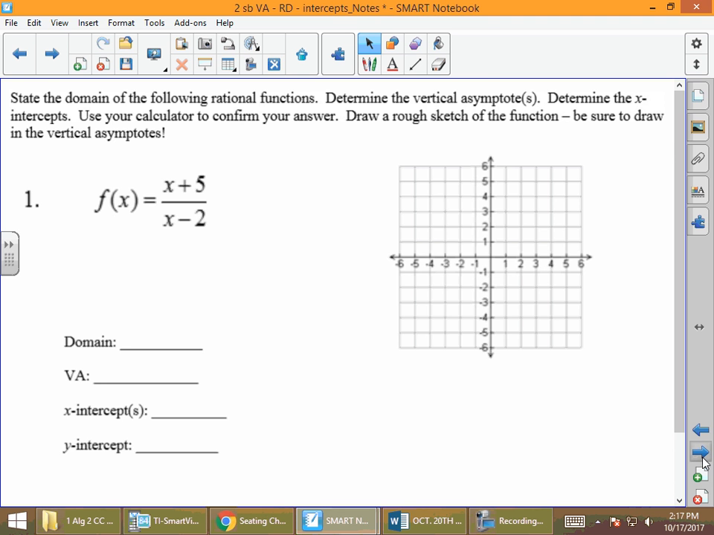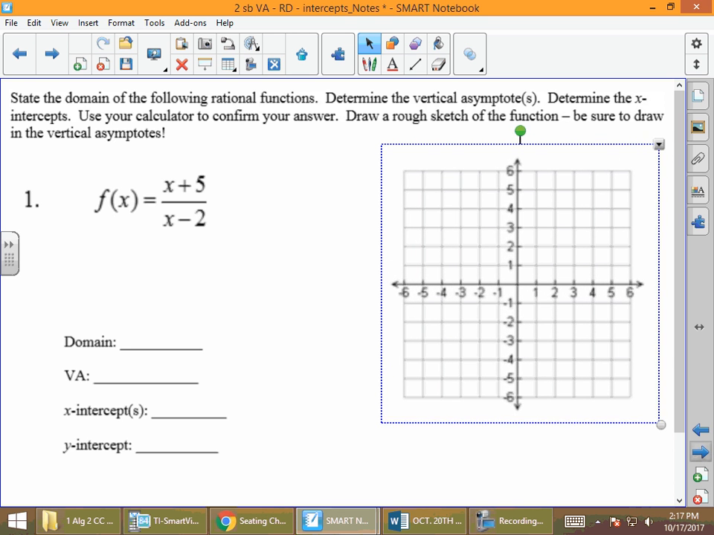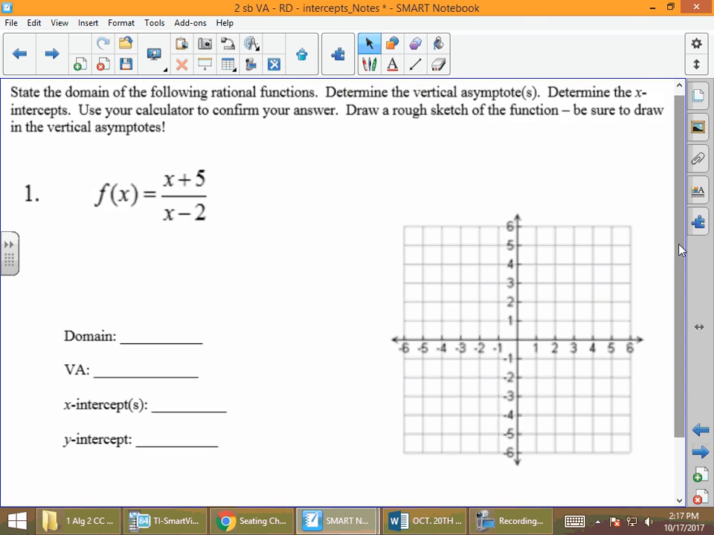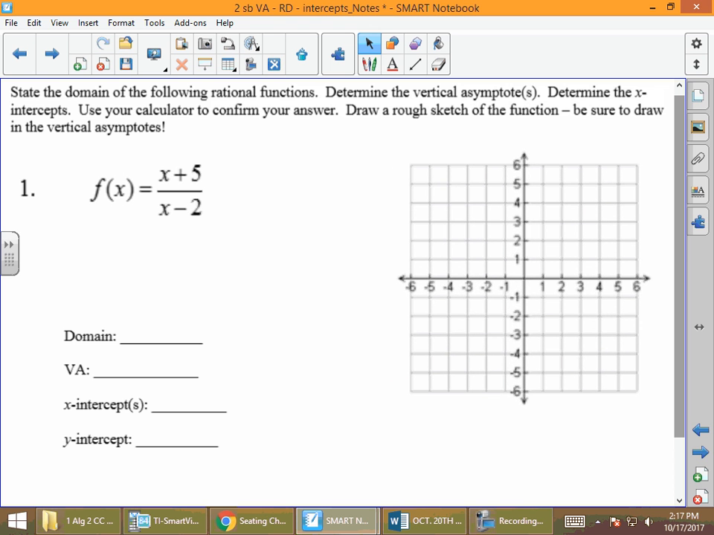So when we take a look here at our first example, we've got: state the domain of the following rational functions, determine the vertical asymptotes, determine the x-intercepts, use your calculator to confirm your answer, draw a rough sketch of the function, be sure to draw in the vertical asymptote. Well, we're really taking off where we left off from our last notes of finding the domain. And what we said over and over from our last notes in terms of domain is we take the denominator and we set it not equal to 0.